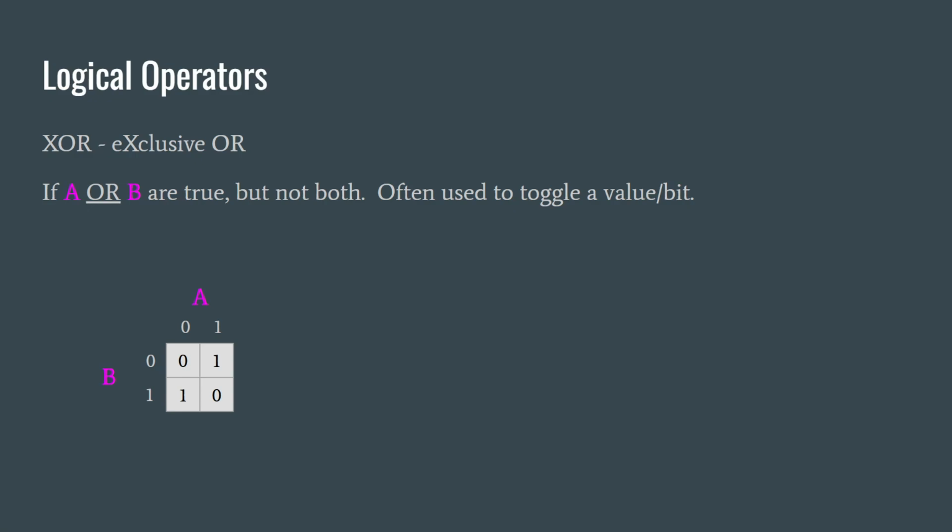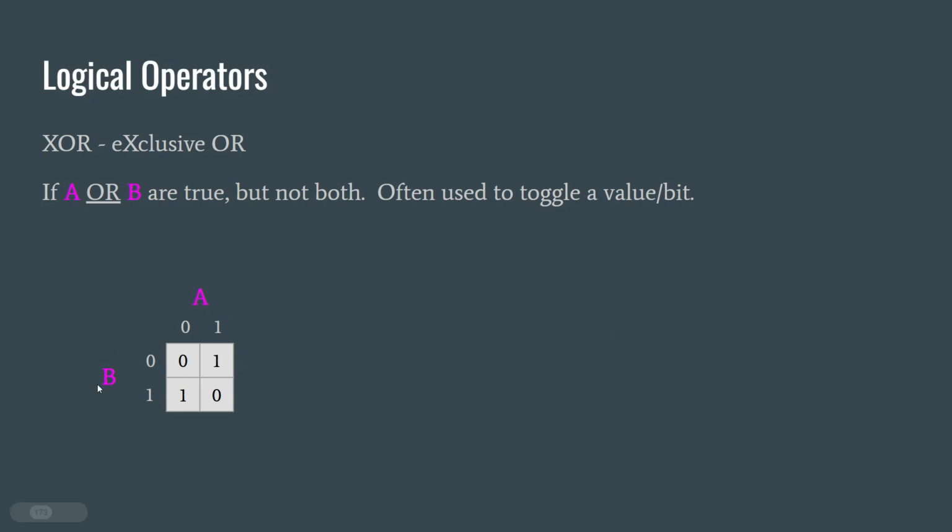The XOR is the exclusive OR. And what that is, is if A or B are true, but not both of them. So it has to be only one of them that is true. This is often used for toggling a bit, but hopefully we'll see that in an example in just a second. Let's look at the truth table first.